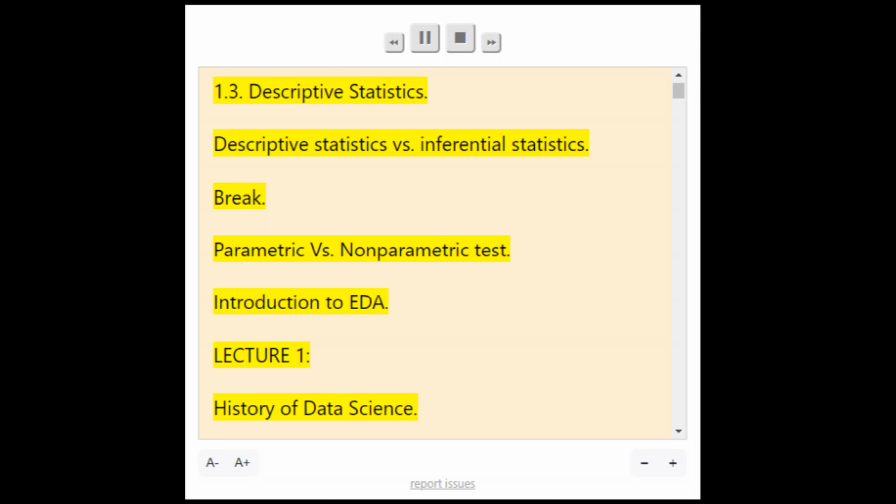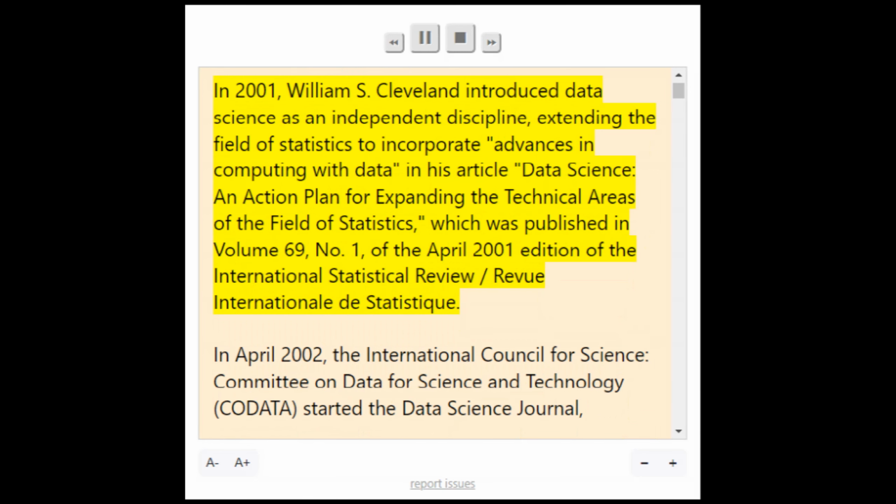History of data science. In 2001, William S. Cleveland introduced data science as an independent discipline, extending the field of statistics to incorporate advances in computing with data in his article Data Science: An Action Plan for Expanding the Technical Areas of the Field of Statistics, which was published in Volume 69, Number 1, of the April 2001 edition of the International Statistical Review/Revue Internationale de Statistique.